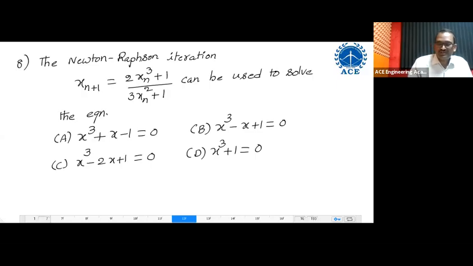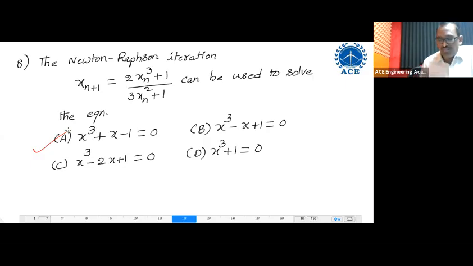Simply substitute x_{n+1} is equal to x_n and simplify. Definitely you get option A. To solve all these types of problems, simply substitute x_{n+1} is equal to x_n. We will go to the next model.